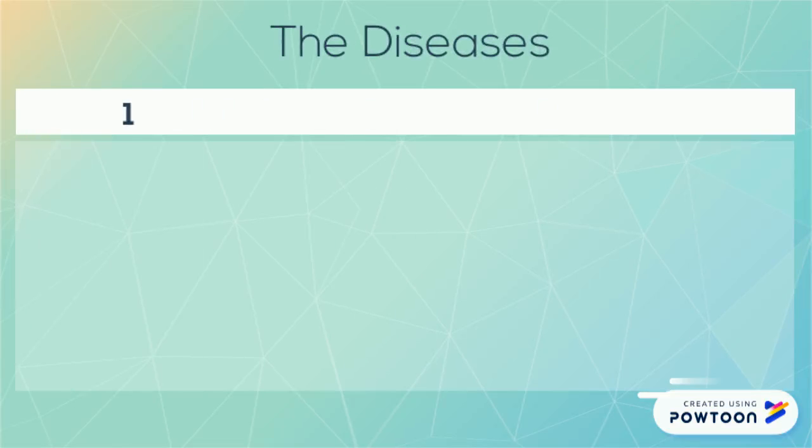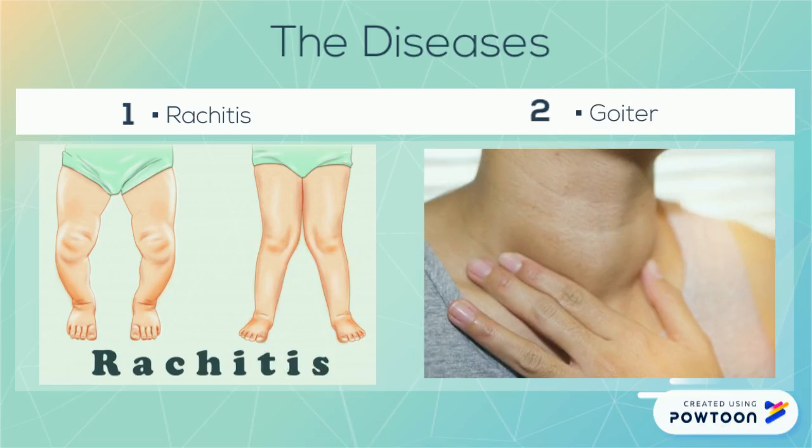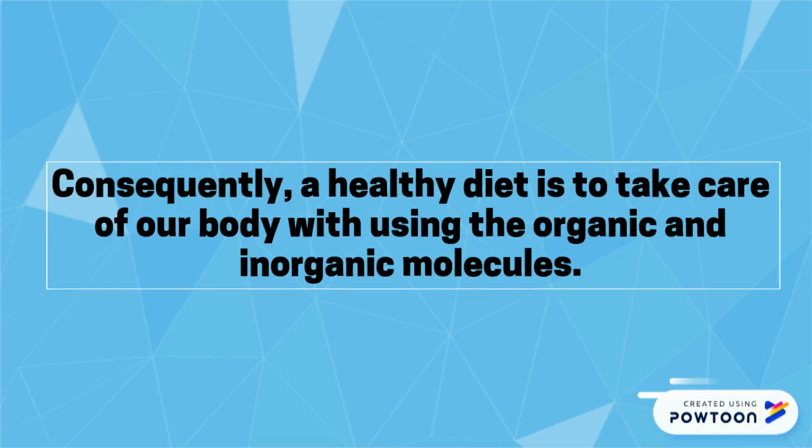In children with calcium deficiency and vitamin D deficiency, a bone disease called rachitism occurs. Iodine deficiency causes goiter disease. Consequently, a healthy diet is to take care of our body by using the organic and inorganic molecules.